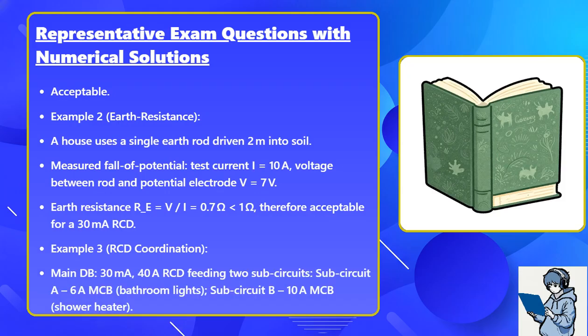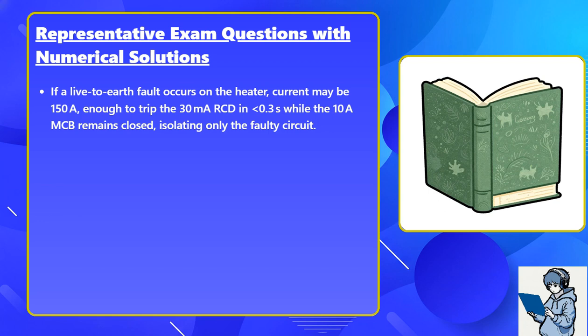Example 3, RCD coordination. Main distribution board, 30 milliamp, 40 amp RCD feeding 2 subcircuits. Subcircuit A: a 6 amp MCB for bathroom lights. Subcircuit B: a 10 amp MCB for a shower heater. If a live to earth fault occurs on the heater, current may be 150 amps, enough to trip the 30 milliamp RCD in less than 0.3 seconds while the 10 amp MCB remains closed, isolating only the faulty circuit.